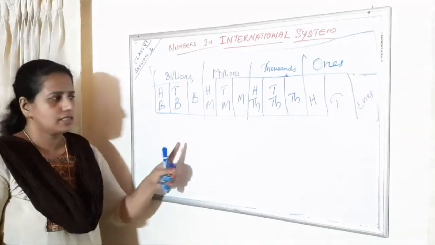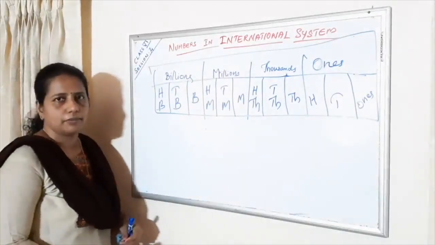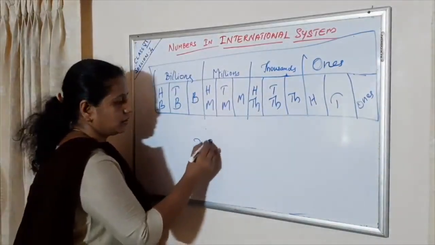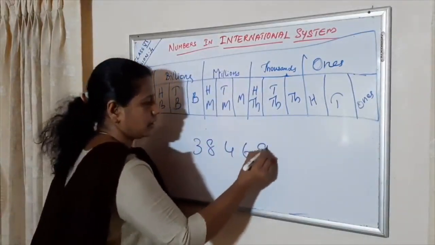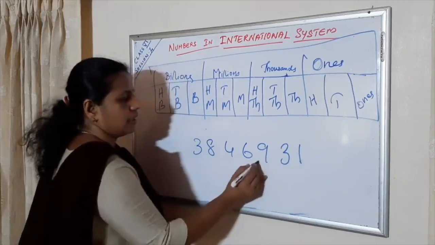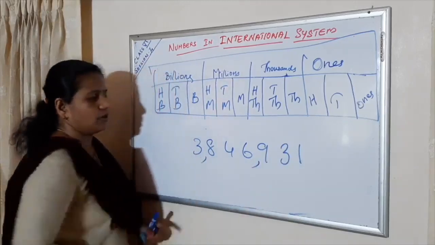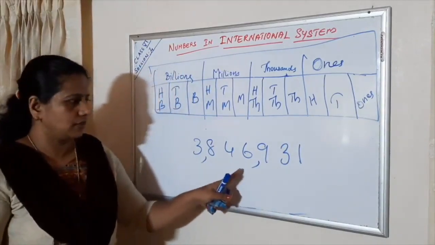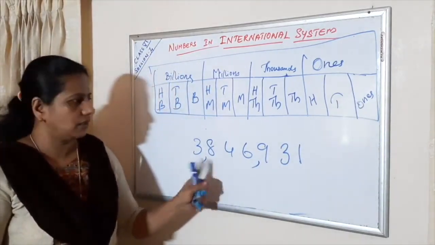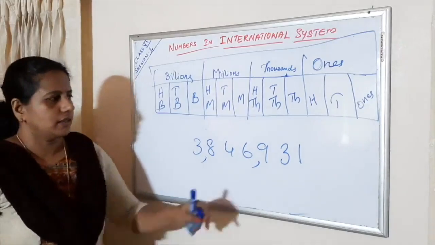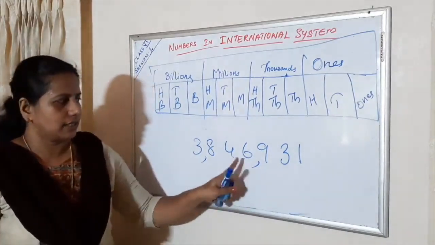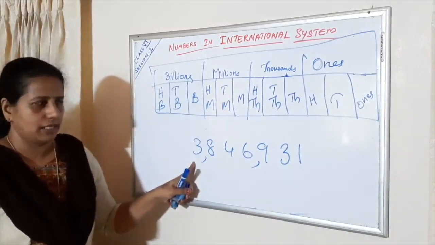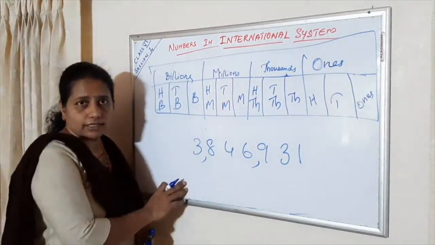The next one is how to read the given numbers in the international system. That is 6, 9, 3, 1. You follow the 3-3 pattern. That is, after 3 digits, insert the first comma, then after the next 3. Okay. The next: ones, tens, hundreds, thousands, ten thousands, hundred thousands. Next one, million. So how can we read this?